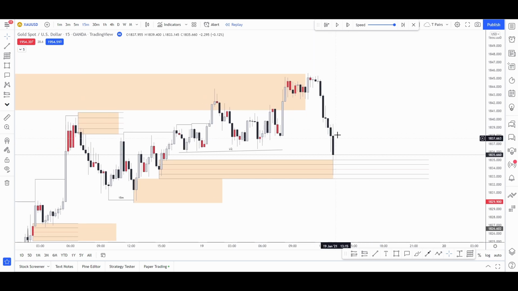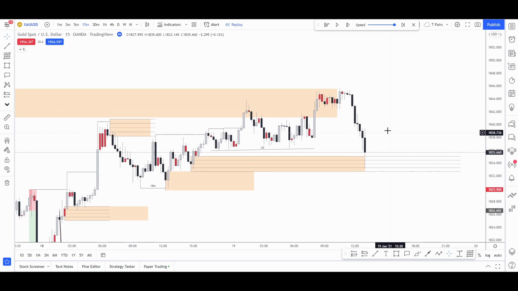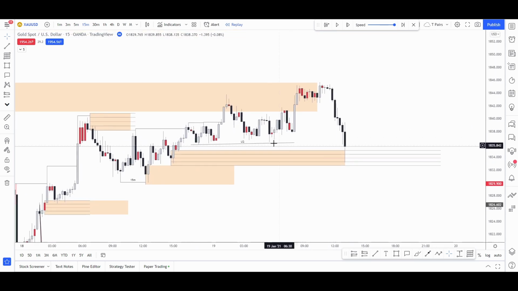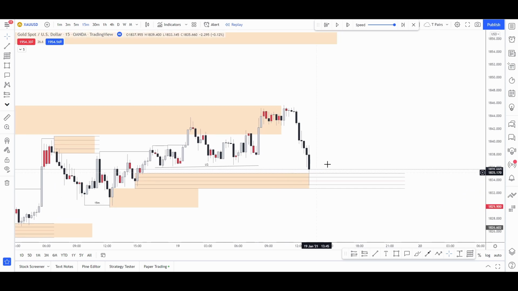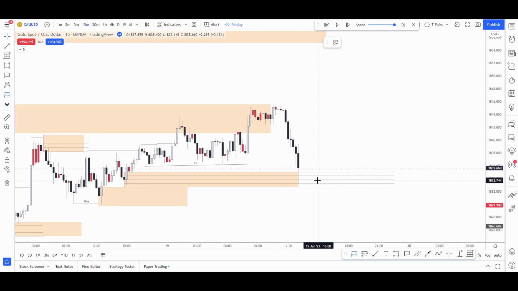What time is it as well? Yeah, 1 in the afternoon. So, you know, New York's kicked in quite nicely. And what's happened? It's come down, swept that liquidity, which is perfect, and worked its way into that order block. Could it work its way down again? Let's see, I don't know.